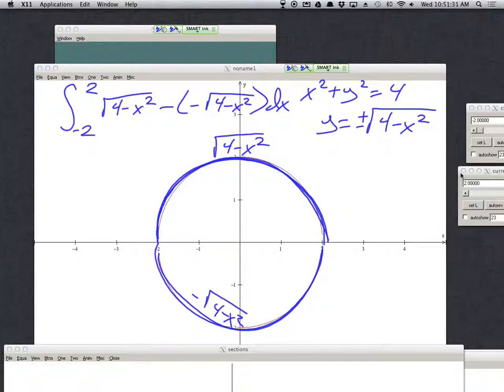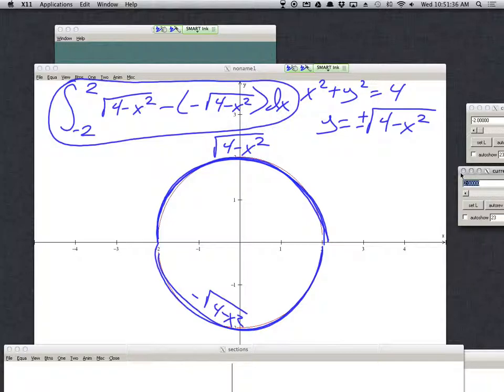Okay, but now I want to talk about what is this thing actually doing? What is that actually doing to be able to get the area? Okay, let's talk about this middle part. What does this represent? The circle. Area of the circle. If I plug any x value in between -2 and 2 into this part right here, what would it give me?